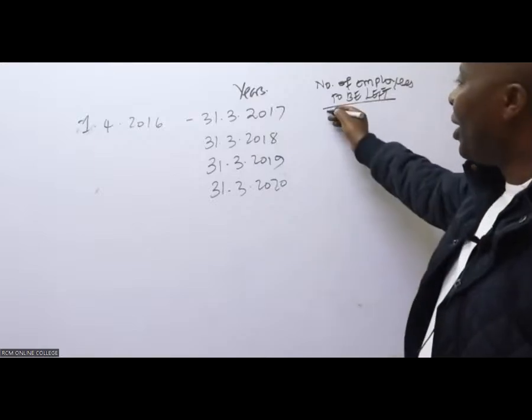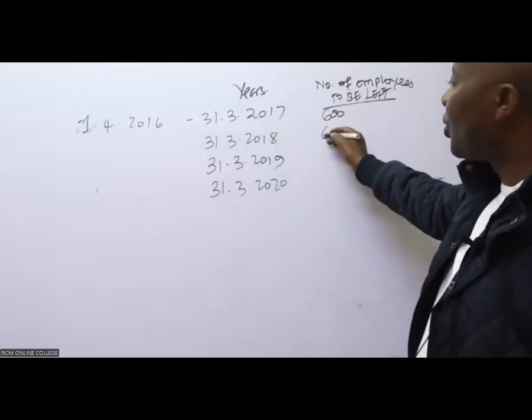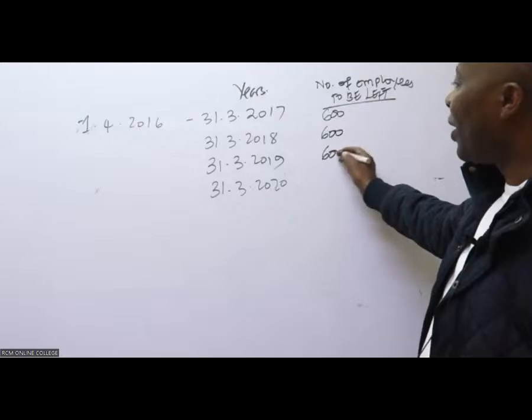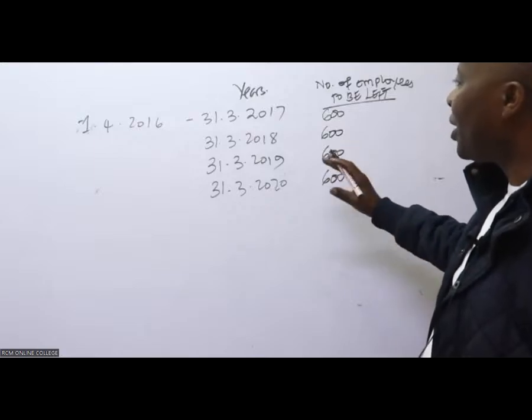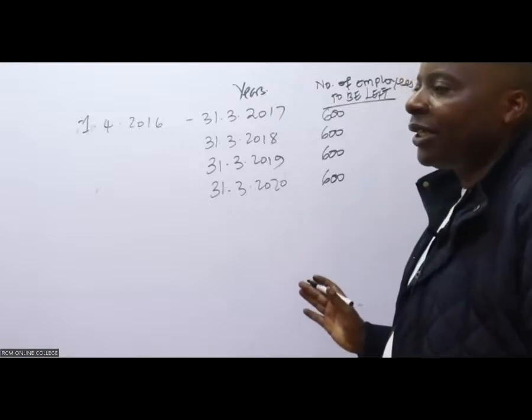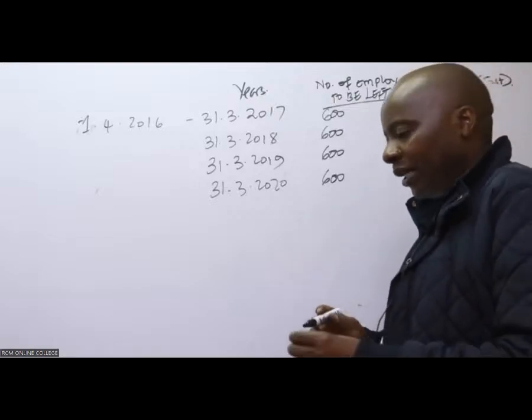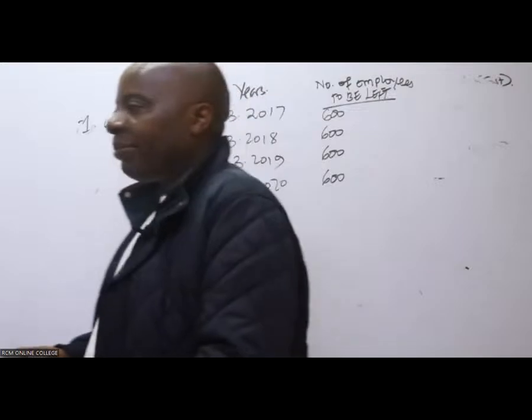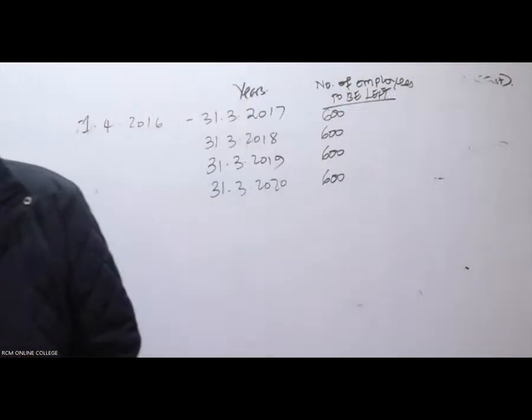Remember, we began with how many guys? 600. So it's good to have the number of guys you begin with, 600, being retained throughout, and then you simply knock off the guys who will be leaving the company.